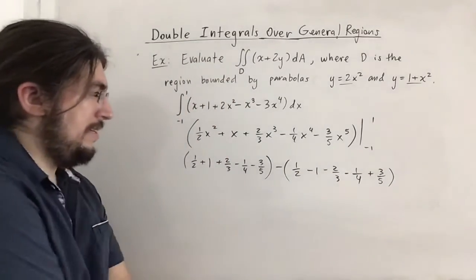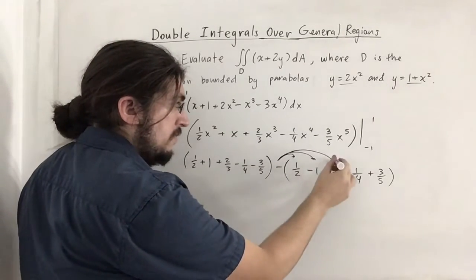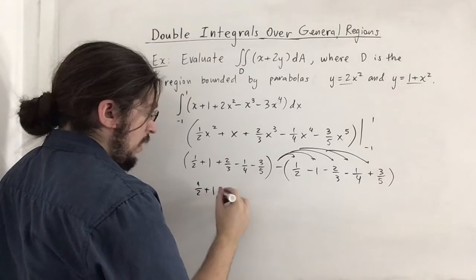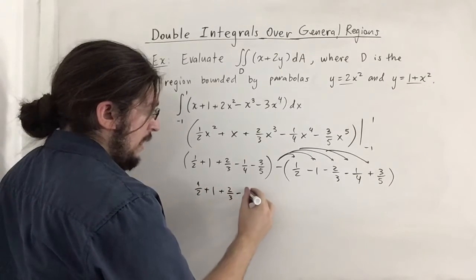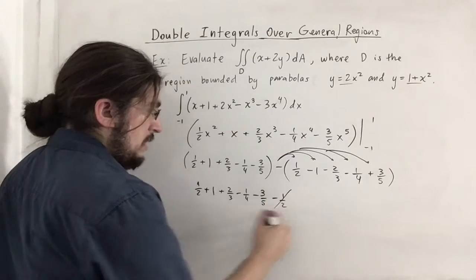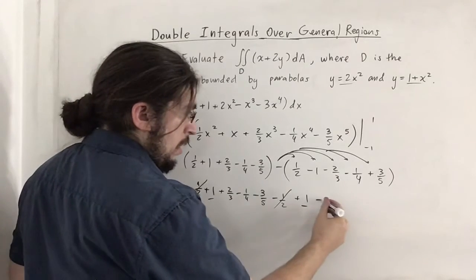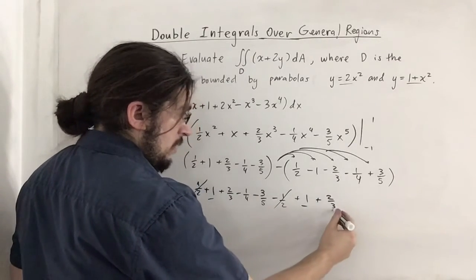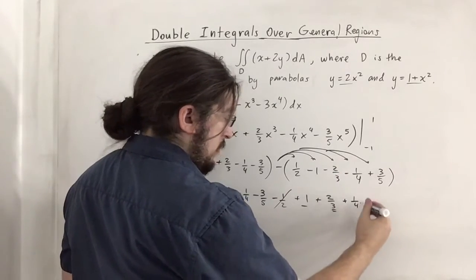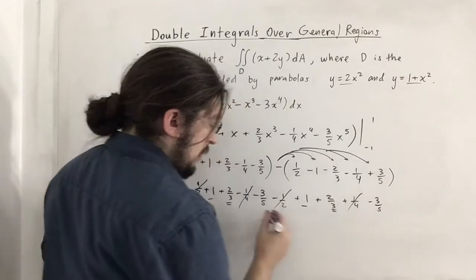Good grief. So let's distribute the negative here into each of these terms. There's 5 terms, geez. So we get 1/2 plus 1 plus 2/3 minus 1/4 minus 3/5 minus 1/2, so these guys cancel, plus 1, so these will actually combine, plus 2/3, so these combine, plus 1/4, so these cancel, and then minus 3/5, so these combine.